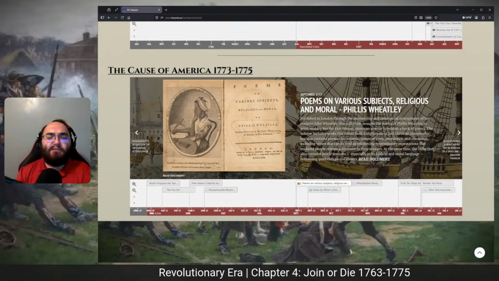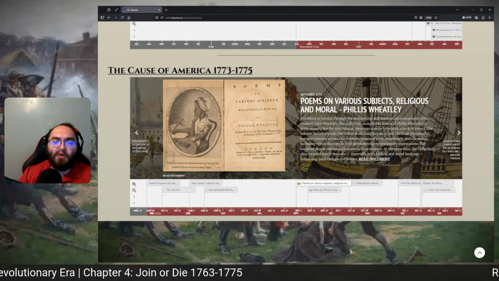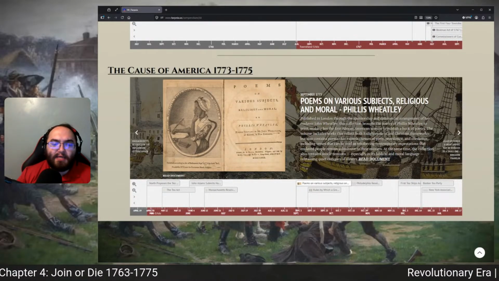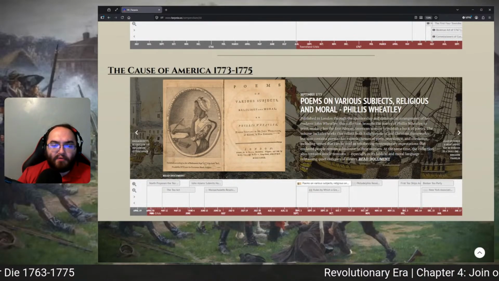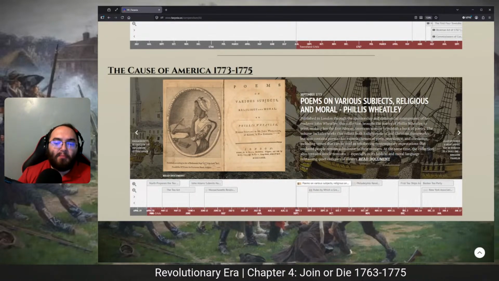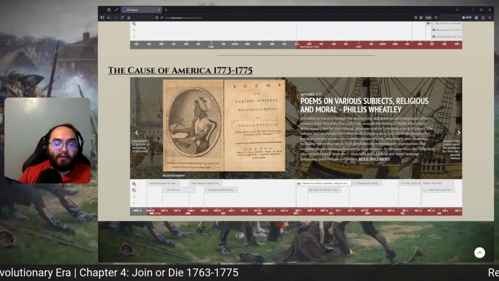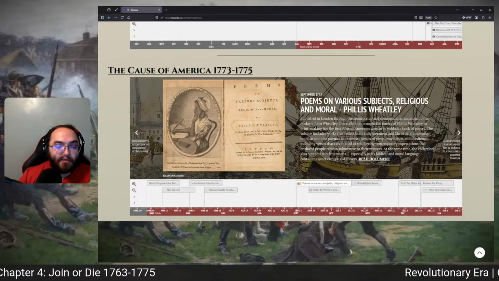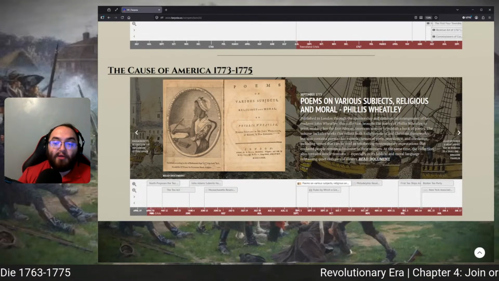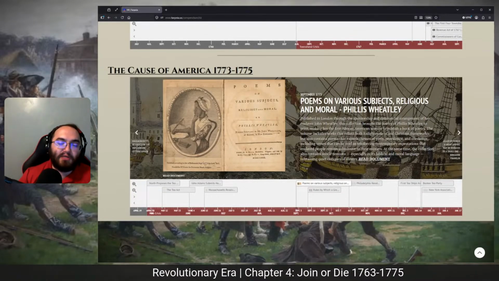And then an interesting document, poems on various subjects, religious and moral, by Phyllis Wheatley. She is a slave, a woman, and her master decides to publish these poems, and they become very popular in the South. George Washington will comment on how impressed he was of them.